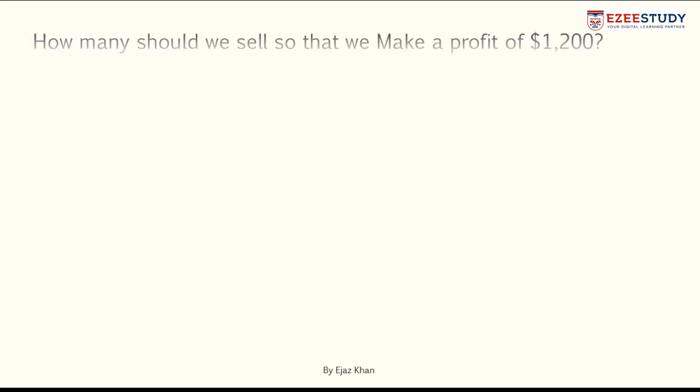Now, definitely, the businesses will always look for profits. So do we. So we're looking for a profit of $1,200. Now we want to know how many units or how many burgers we should be selling so that we are able to earn a profit of $1,200. So we were generating a contribution of $6 from each burger that we sell.